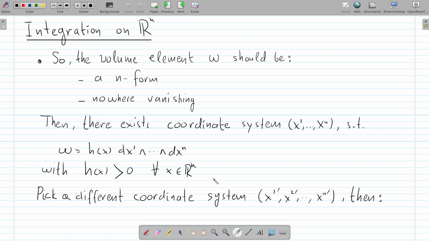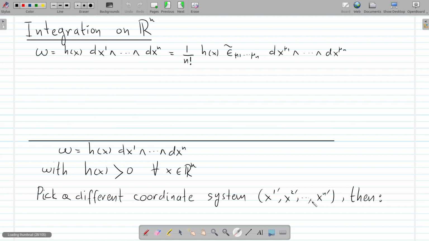Now, if we pick a different coordinate system, x1 prime through xn prime, then, of course, the n-form does not change, but let's see how we can express it in terms of the new basis. So the equation that defines omega can also be written equivalently using the Levi-Civita symbol, epsilon mu1 through mu_n. All the terms here are equivalent up to a sign to dx1 up to dxn, and by putting the epsilon symbol here, we make sure that every term is equal to this. And because we have n factorial such terms, in order to have an equation, we have to divide by n factorial.